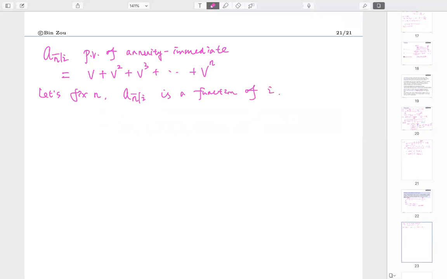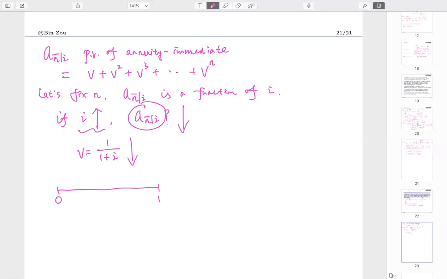Now I ask you a question. If i goes up, what would the present value change? So if the effective interest rate goes up, how would this present value of annuity immediate respond? Is that clear to you? When the interest rate goes up, the discount factor becomes smaller, which means for the same amount, you need to discount more. So $1 is worth less.